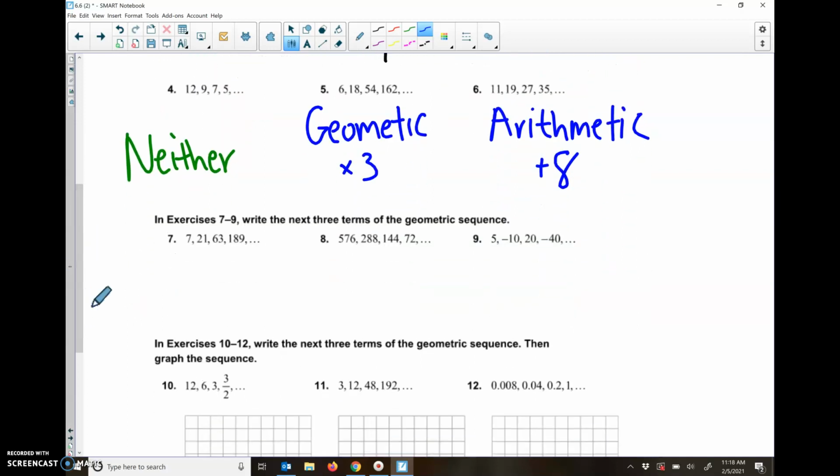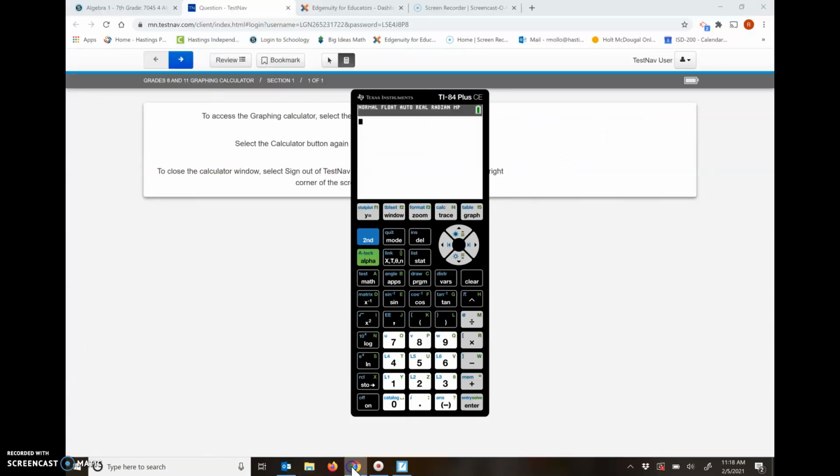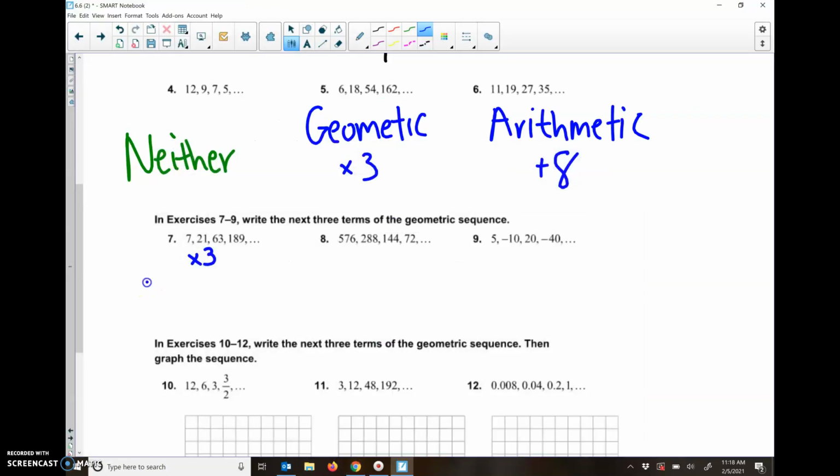Okay, here they want us to find the next 3. So especially since we're dealing with multiplication here, some of these numbers are going to get pretty big pretty fast. So I recommend you have a calculator for this. So 7 to 21 to 63 to 189. So it looks like we're going to be multiplying by 3 because 7 times 3 is 21, except 189 times 3, I'm going to need a calculator for this. So 189 times 3 gives us 567, and they want us to find the next 3.